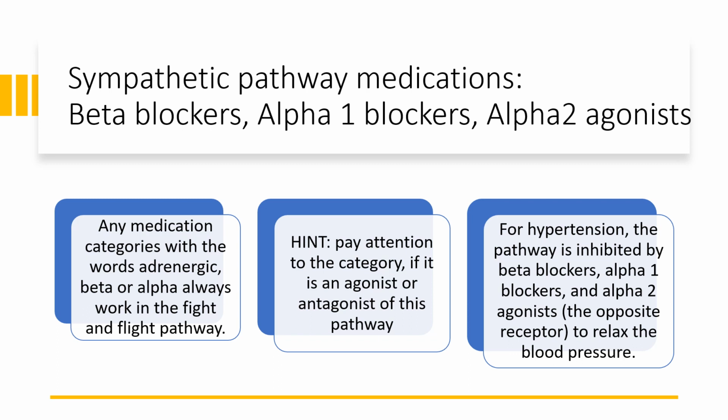If it stimulates the pathway, we know all of that stuff, hypertension, heart rate, is going to go up. If it's a blocker of the fight and flight pathway, all those things are going to go down, right? So we've been actually talking about inhibiting here. For hypertension, the pathway is inhibited by beta blockers, alpha 1 blockers, and alpha 2 agonists. I call it the opposite receptor, the funky one. And all those relax the blood pressure.